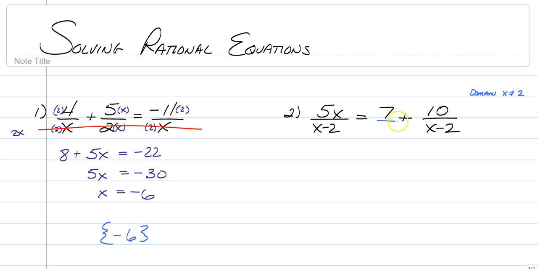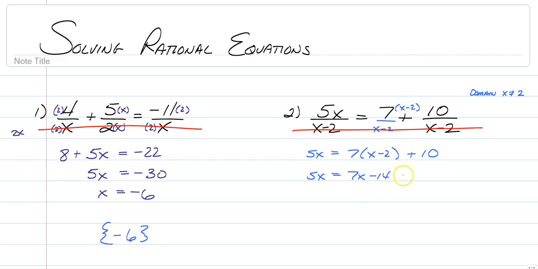So if you gave it an attempt, you would notice first you need to get a common denominator of x minus 2 for this part. And after you do that, remember, if they have a common denominator for the whole thing, you can get rid of the denominator and just solve using the numerator. So that would give us 5x is equal to 7 times x minus 2 plus 10. And that would give us 5x is equal to 7x minus 14 plus 10. And now we're just going to continue solving. So that's going to give us negative 2x is equal to negative 4. So x is equal to 2.